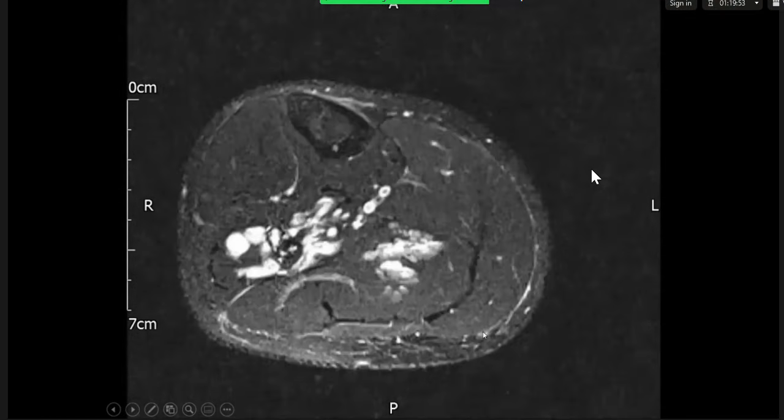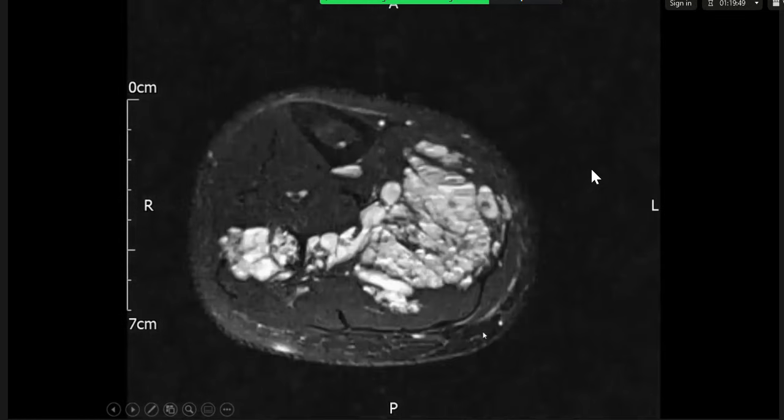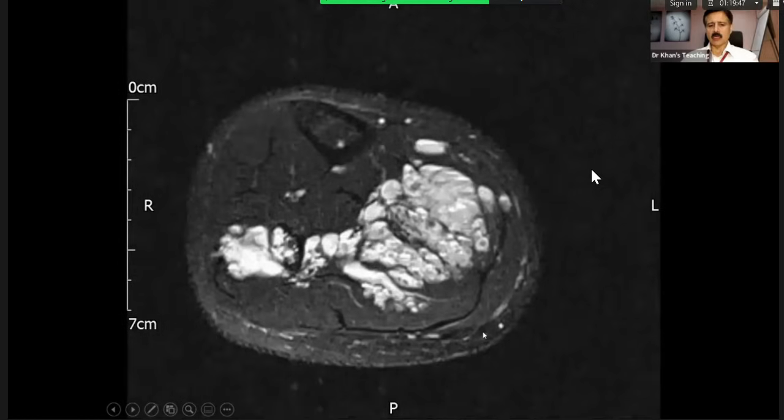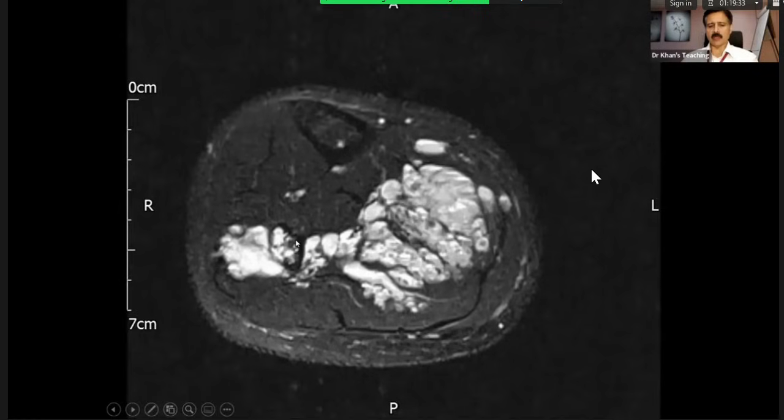So once again, on the axial, I can see these serpiginous. Can you stop here? Now, where is tibia? Where is fibula? And what sequence is this? So this is an axial STIR sequence, and the fibula is here. I don't know if you can see my mouse. Yeah, we can. And the tibia is here.